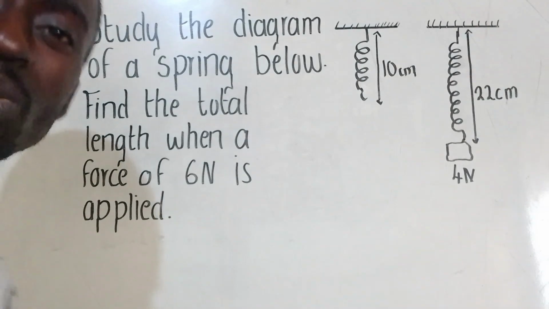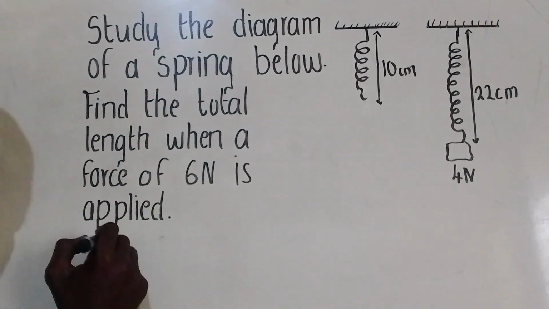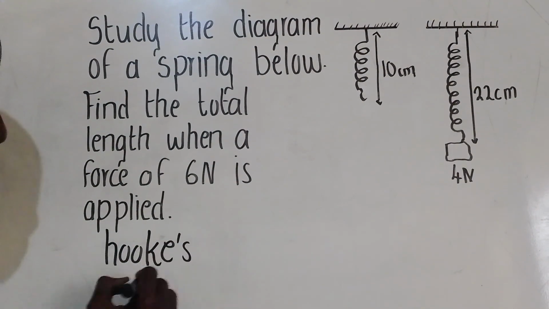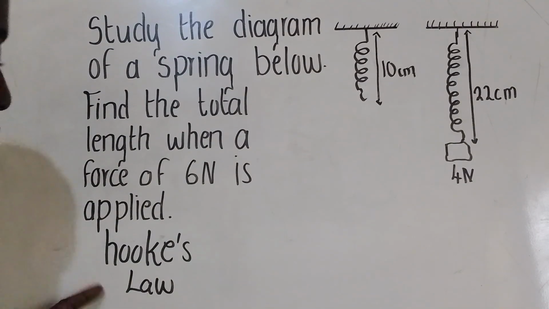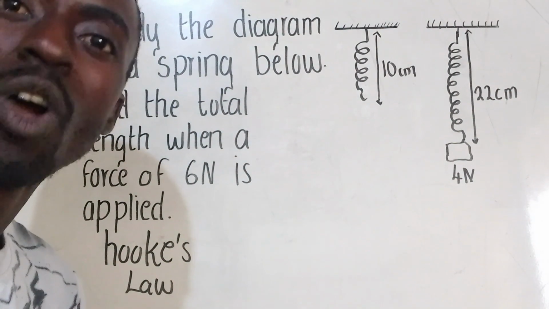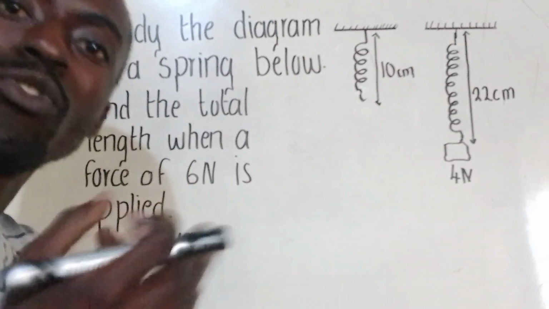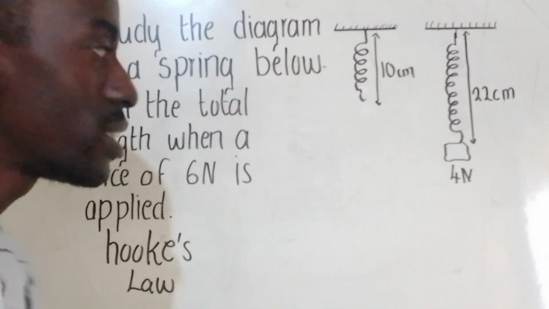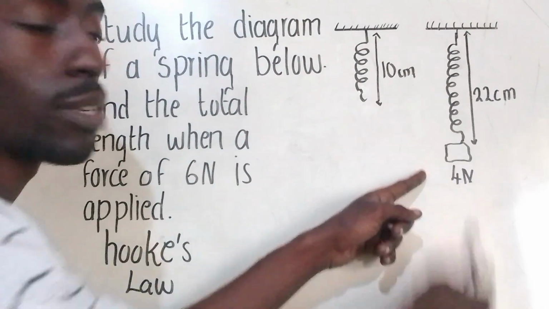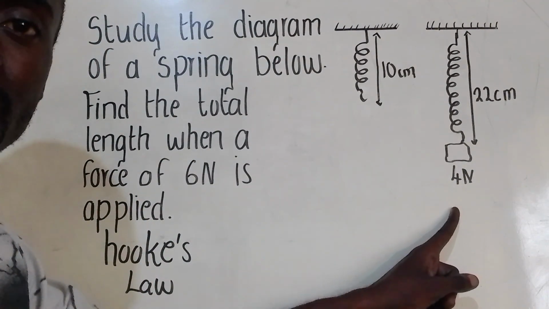Now, for you to answer this question, you need first to know what is known as Hooke's law. According to Hooke's law, the extension of the loaded spring is in direct proportion to the force applied. This simply means that if the extension increases, then the force is supposed to increase too.